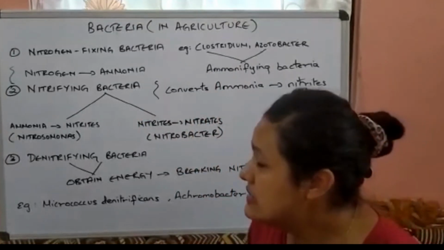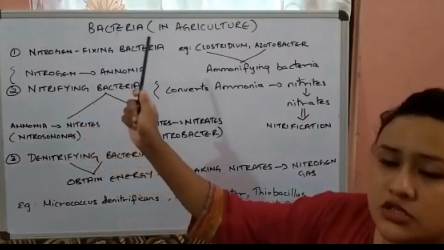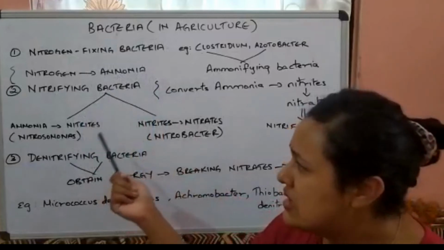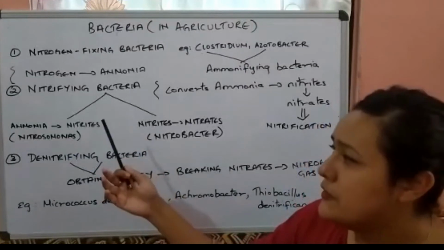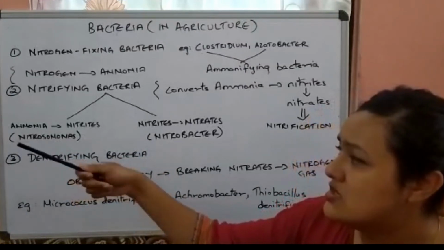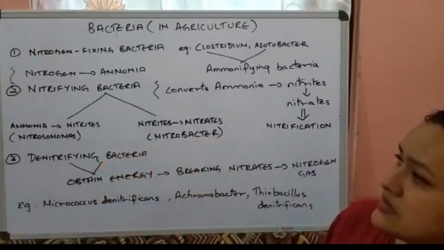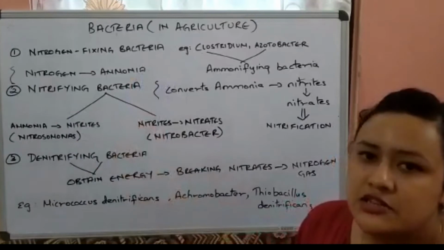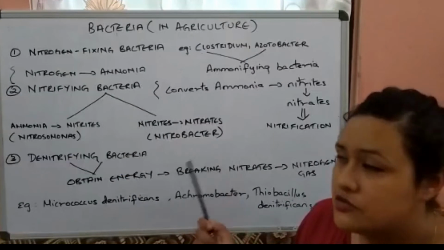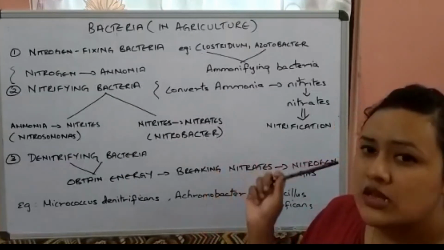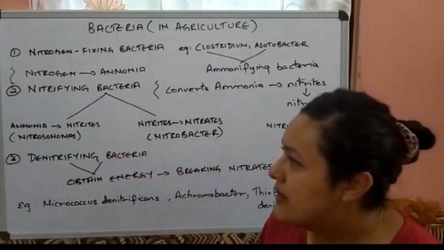Then the second one is nitrifying bacteria. Now you know that nitrogen is converted into ammonia. For further use, it has to be converted into nitrites, a simpler form. Ammonia is broken down into nitrites, and from nitrites to nitrates. That is done by nitrifying bacteria. The conversion of ammonia to nitrites, and from nitrites to nitrates, is known as nitrification, and the bacteria responsible are known as nitrifying bacteria.